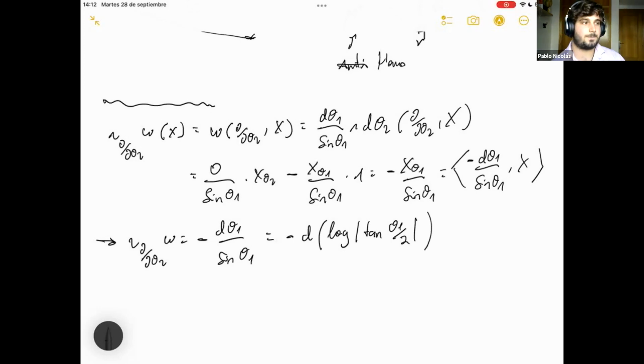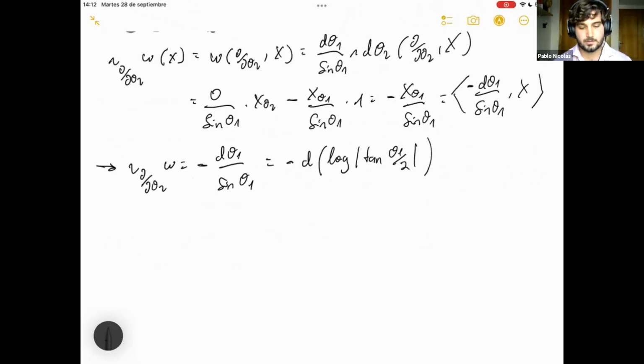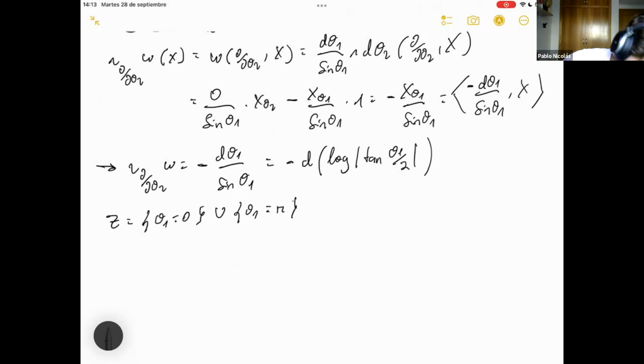And now I didn't do this when I solved the problem, because as I told you, I am lazy. That's maybe why I like categories. But you could wonder, is this smooth? Well, no, it is not. This fails to be smooth in the set Z, which is the disjoint union of θ1 equals 0 and θ1 equals pi. And this is the zero set.